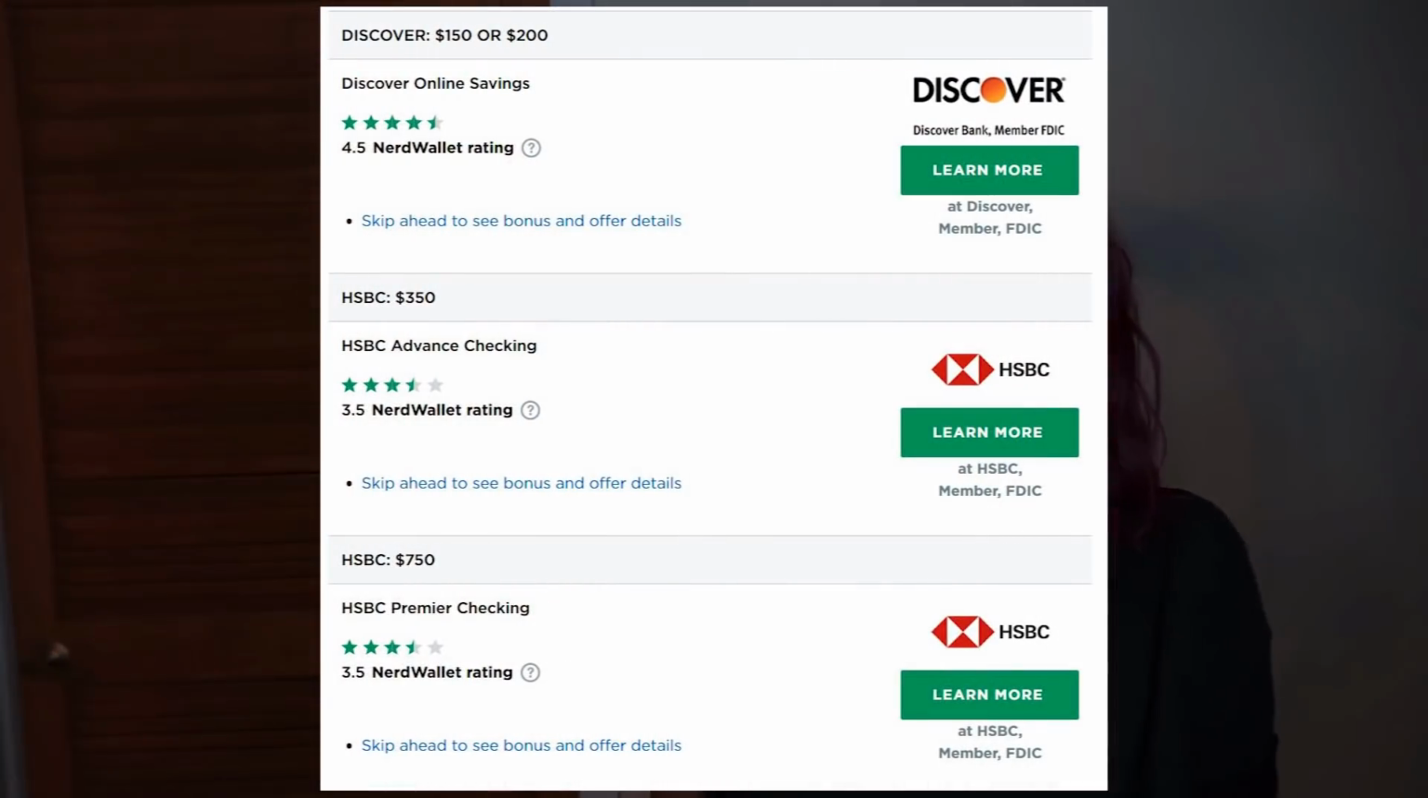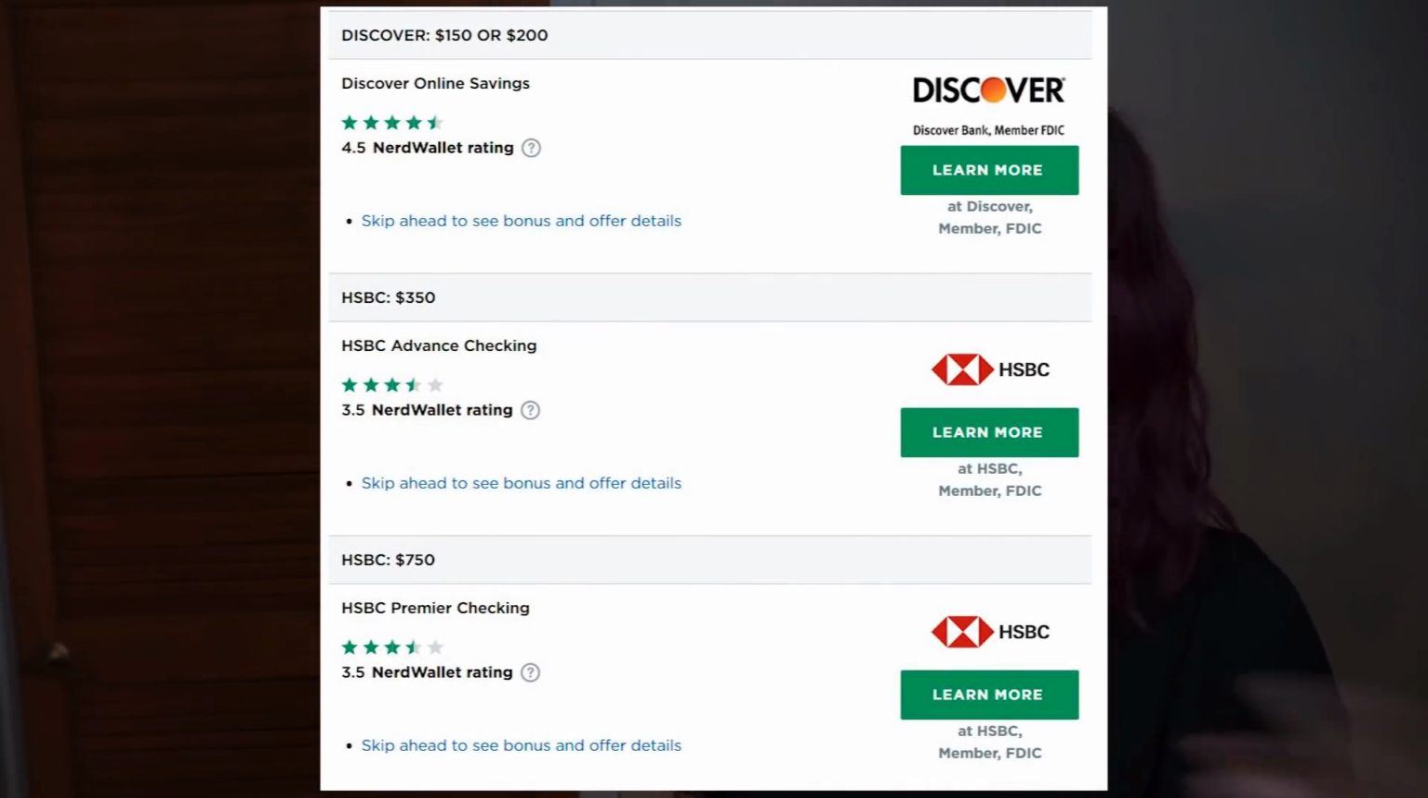So this does require a little bit of effort because you have to transfer funds and you have to fill out documents and stuff. But essentially there's a lot of banks that have this incentive for you to sign up with a certain amount of money. So for example, HSBC, which is not a bank I'm affiliated with and I don't have an account with whatsoever, but they do have a pretty hefty $750 sign up bonus.